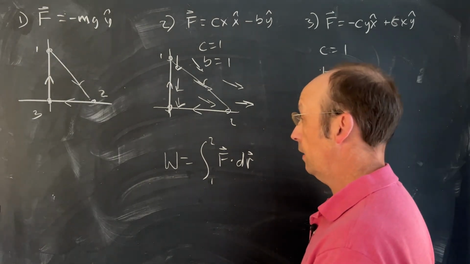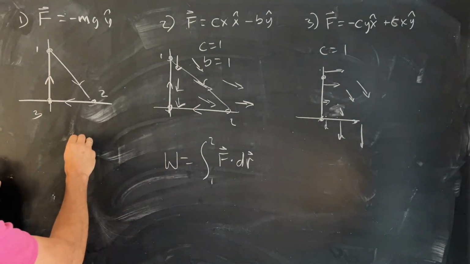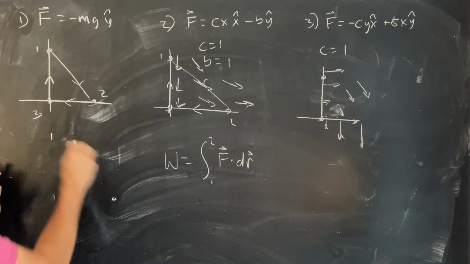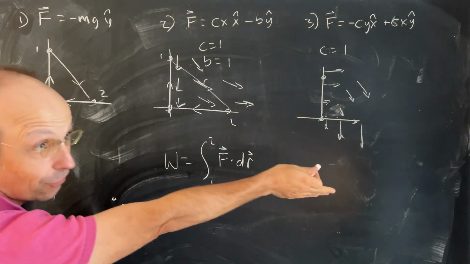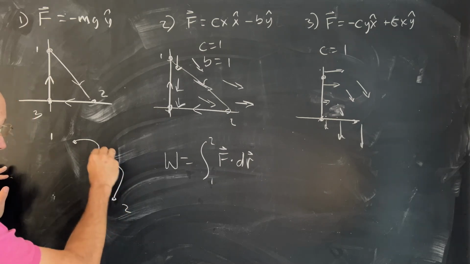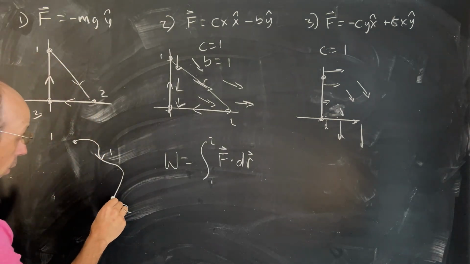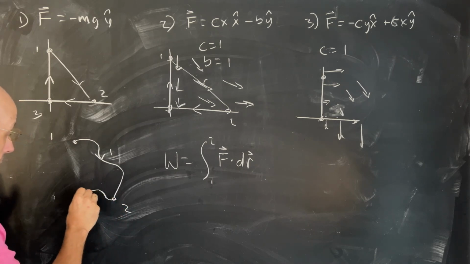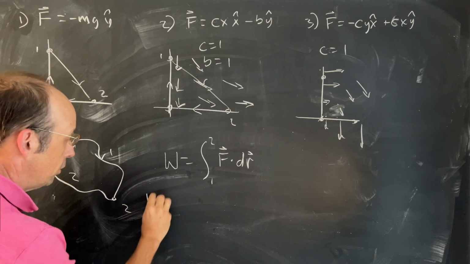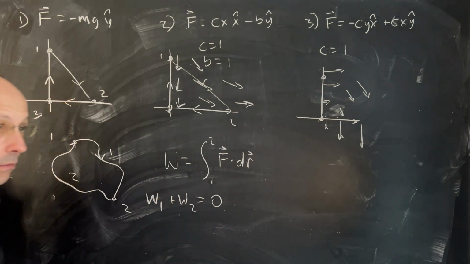Imagine that I'm going from point 1 to point 2, here's 1, here's 2. I have some force. It doesn't really matter what it is. And I go along this path like this, path 1, and I calculate the work. And then I go along a path like this, path 2. And suppose work 1 plus work 2 equals 0.